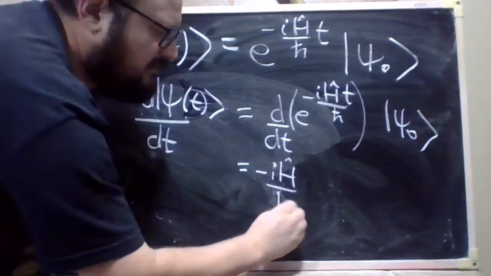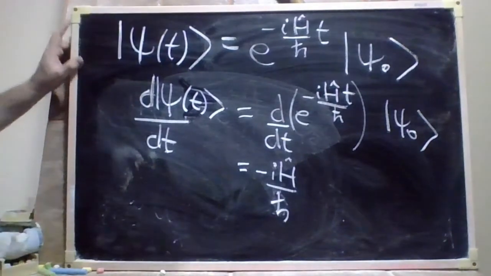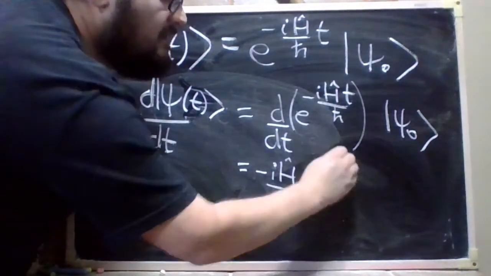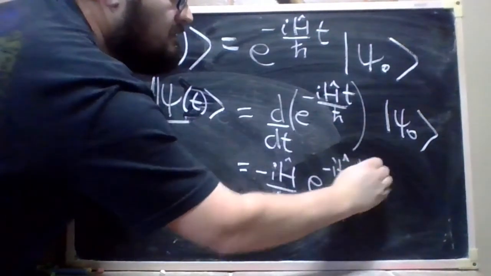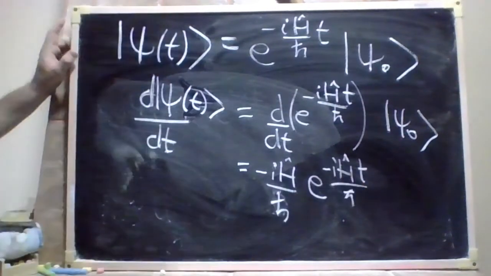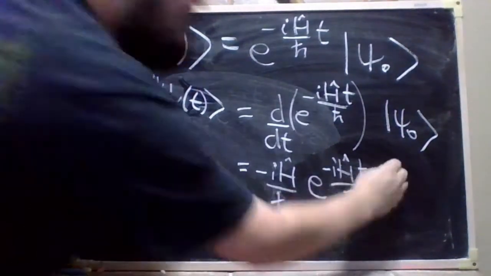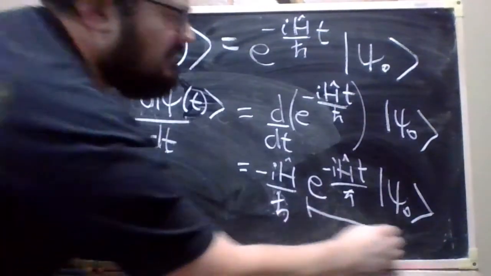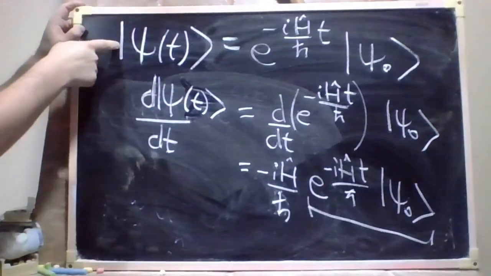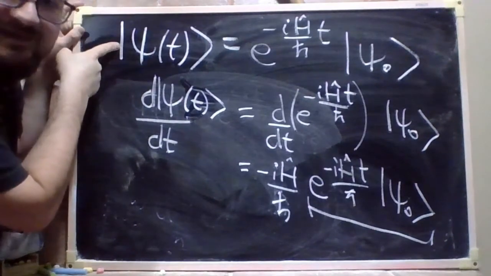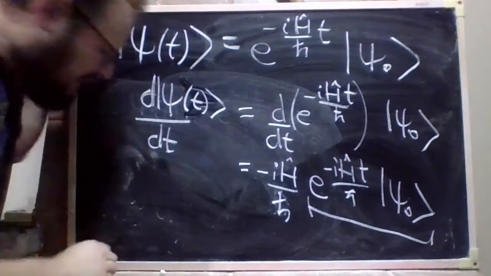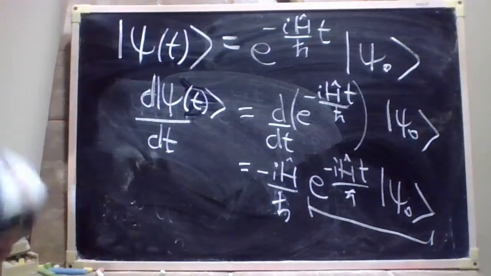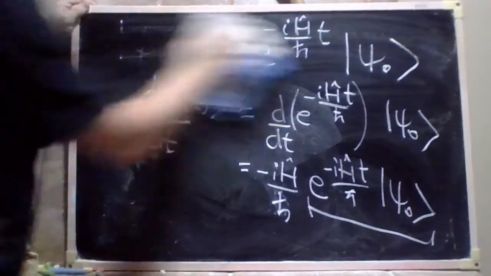This is just h bar here, and the exponential repeats. So the same rules apply. And this is a psi 0 here, and this thing here is just, again, the initial state. So we have found the equation we are interested in. All right? We have found that equation.